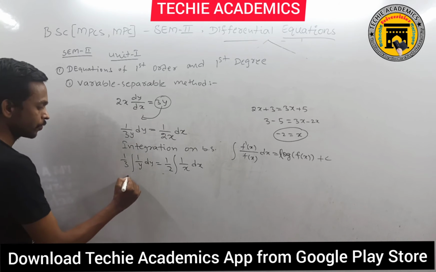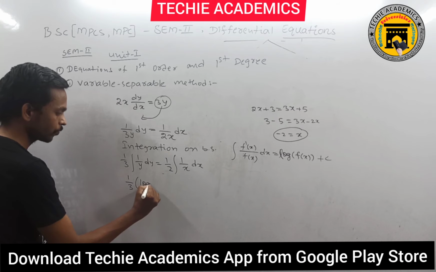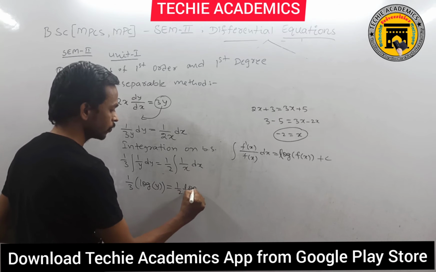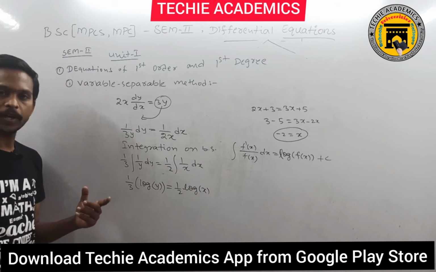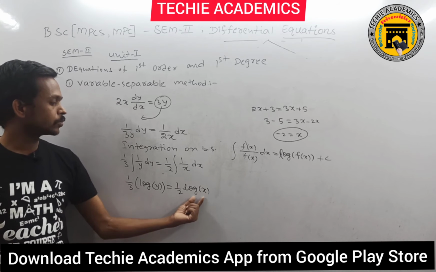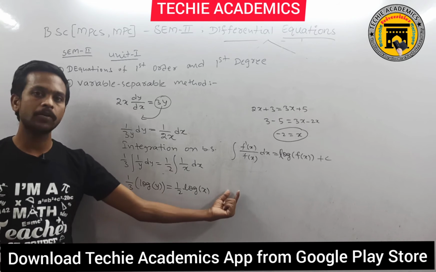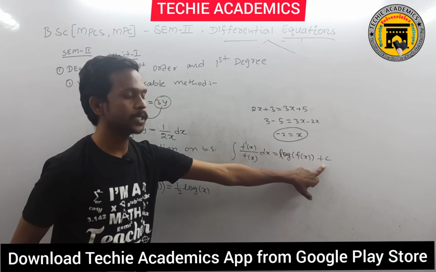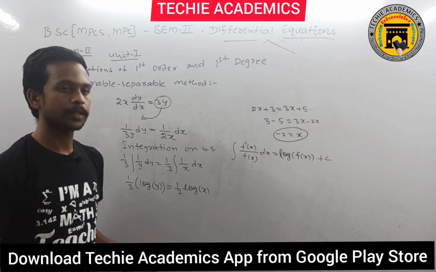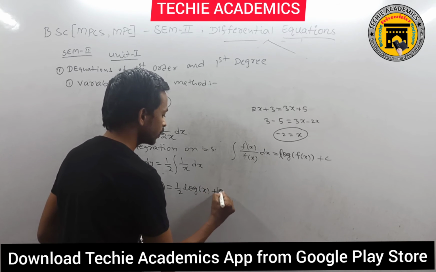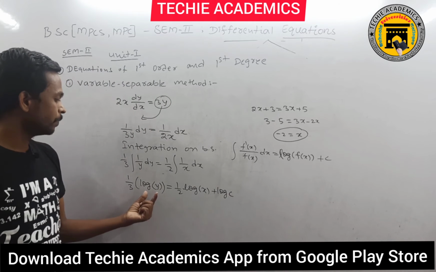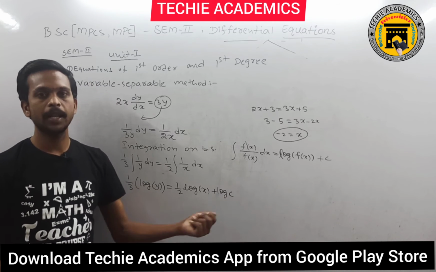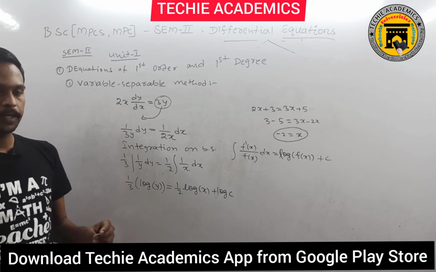So here 1 by 3 log of y is equal to 1 by 2 log of x. So here you have to take integrating constant also, no? So here we got these two terms in terms of logarithm, then you have to take integrating constant in terms of logarithm. So integrating constant means what? Any number. So that I choose here log c. Okay, why? Because both the terms are in logarithm, so this integrating constant also should be in logarithm. Then only you will get the general solution easily, right?